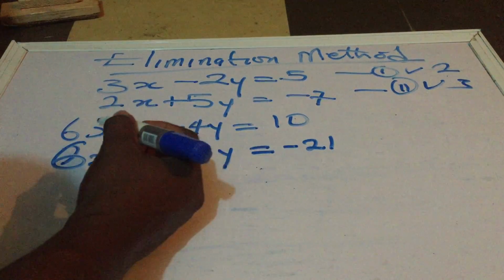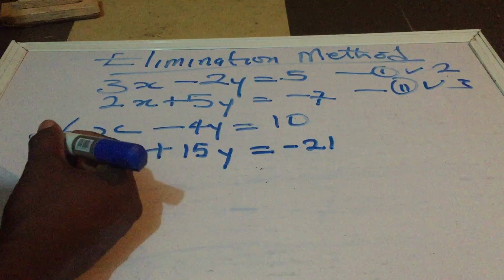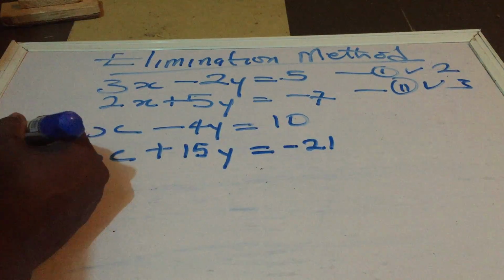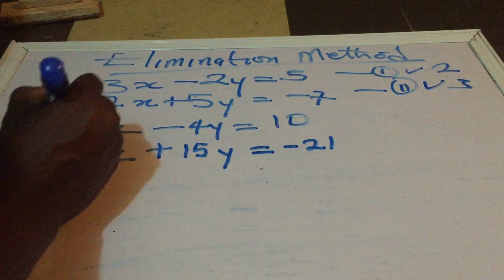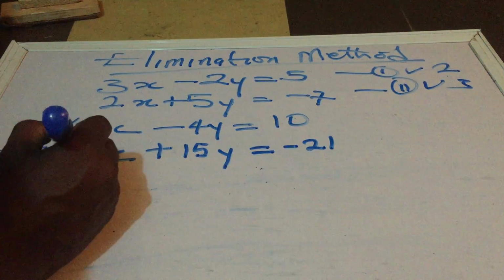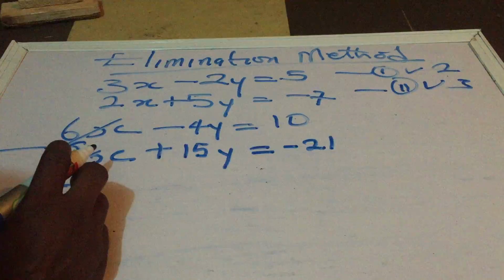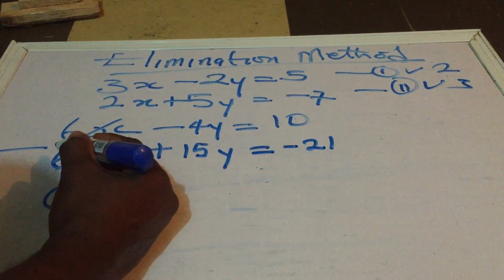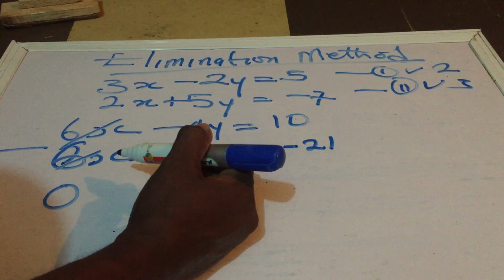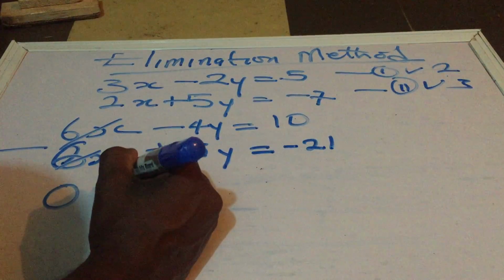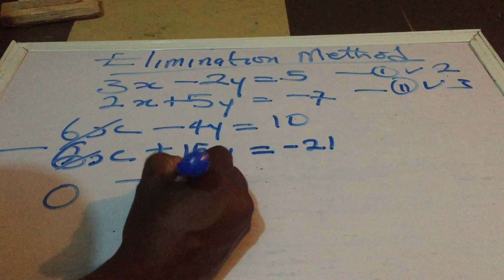Now, having arrived at this kind of equation, it is easier for us to eliminate x. If we subtract, plus 6x minus 6x, we get 0. Now here we say minus 4y minus 15y, we get minus 19y. Why?